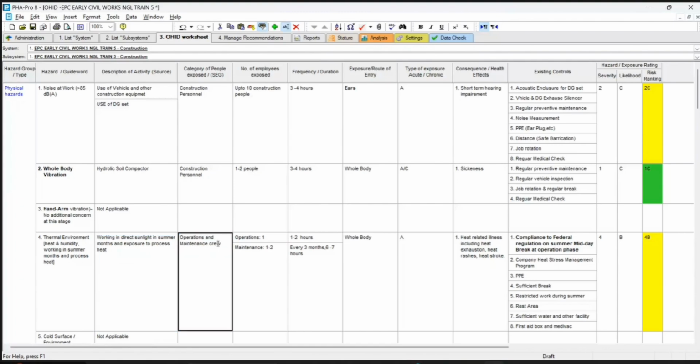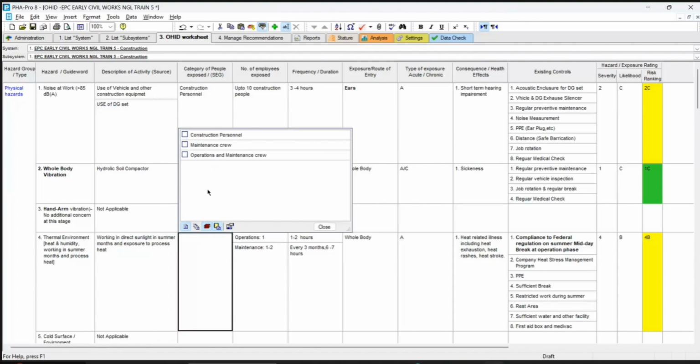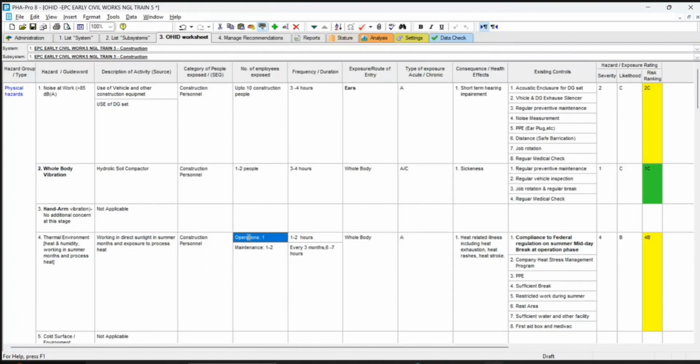Maintenance screw, but this one is only referred to. You only put in the refer to as a hedging. Let me copy it, no? Make it complete one. This will help us. I will copy it. Right, work in direct sunlight. This is construction people, and this will go up to 50 people.